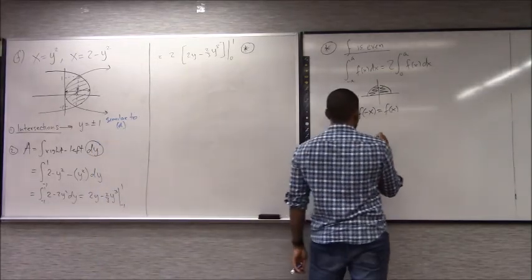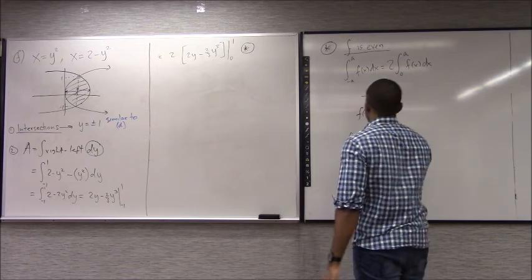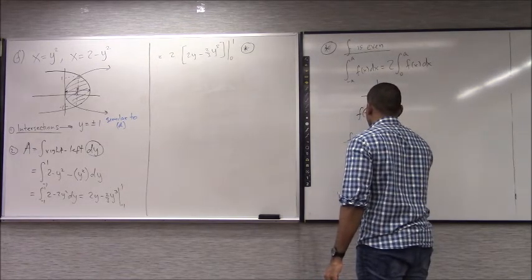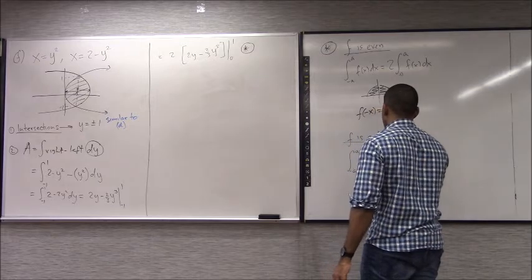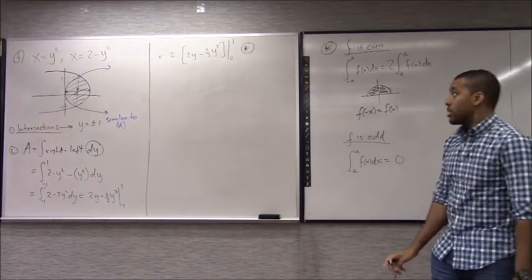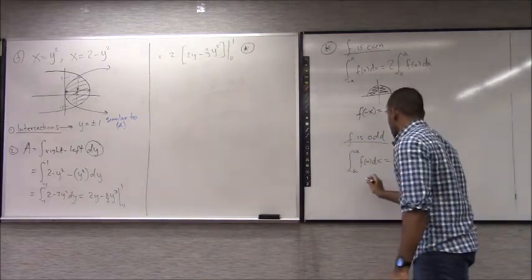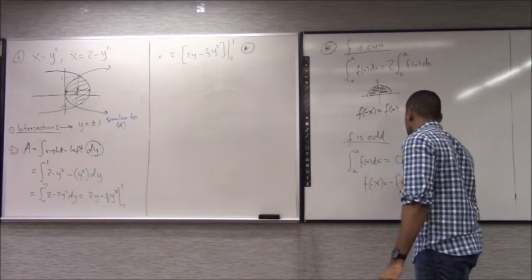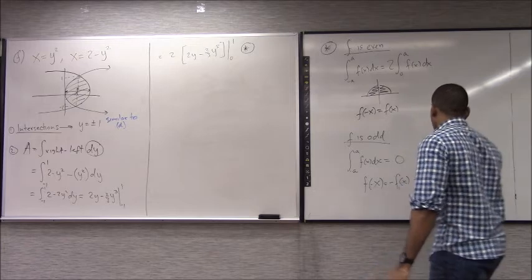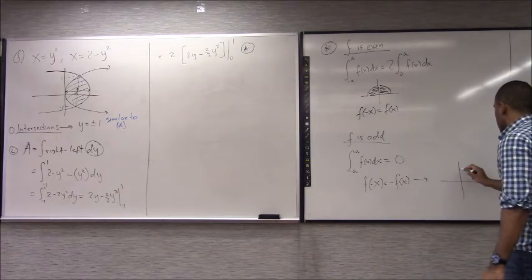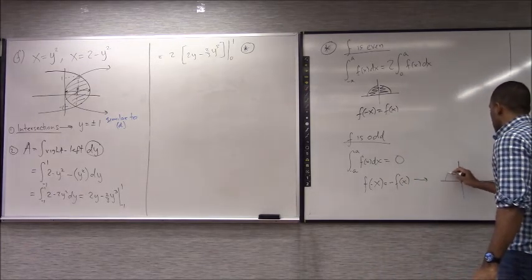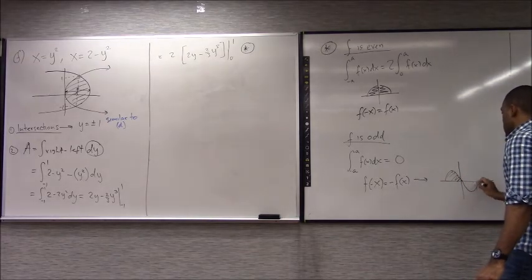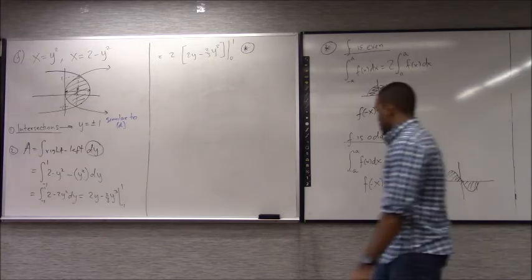There's another one, by the way, if your f is odd, then the integral from minus a to a of f of x dx is actually always 0. So this means your f of minus x is actually minus f of x. And so pictorially what that would mean is that one side here is literally the opposite of the negative side on the other side.